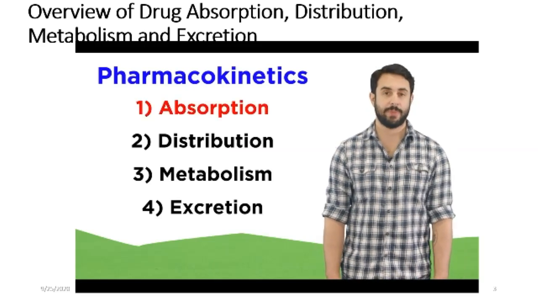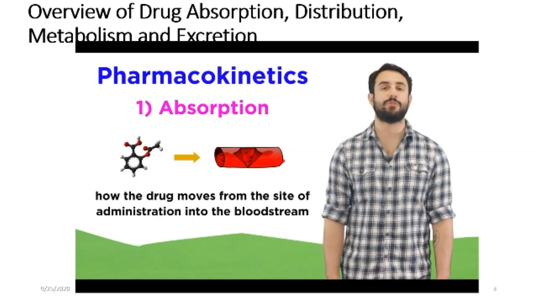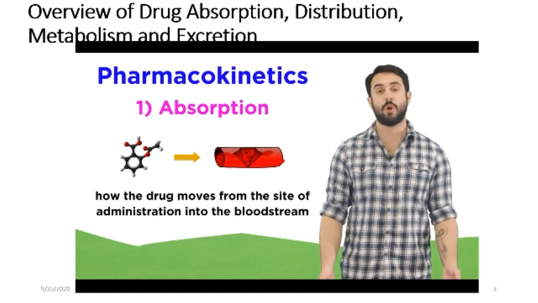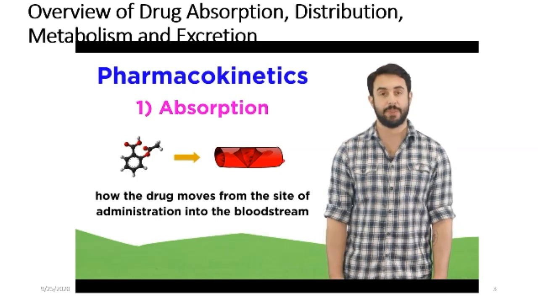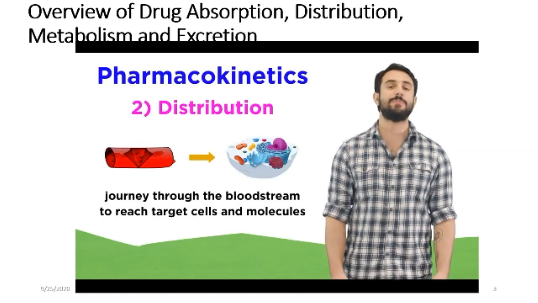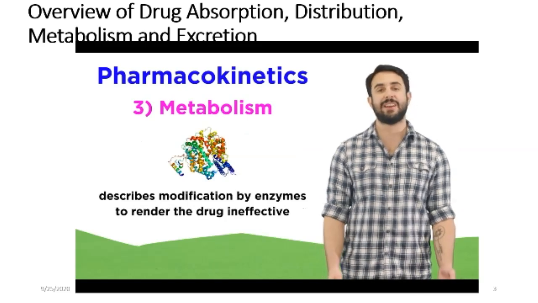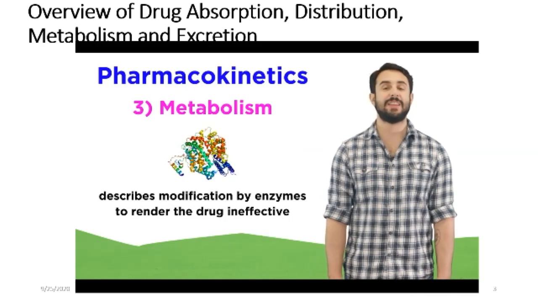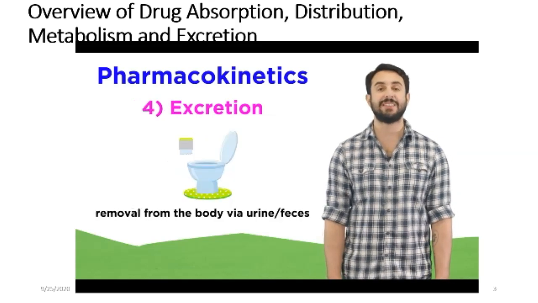Those are absorption, distribution, metabolism, and excretion. Absorption generally describes the way the drug moves from its site of administration across one or more membranes, often into the bloodstream, if it was not administered there directly. Distribution describes its journey through the bloodstream to target cells and specific target molecules within. Metabolism describes the ways that it eventually gets modified by enzymes and rendered ineffective. And excretion describes the way it then exits the body, typically either through urine or feces.